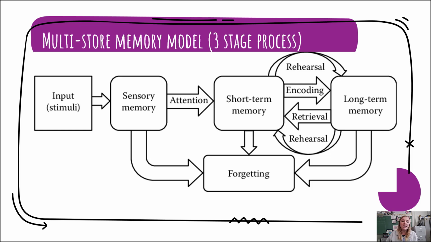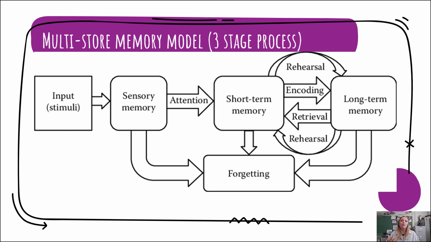And this model tells us that memory happens in a very distinct linear fashion. The information or input comes into our body via sensory memory. This is our sensation. If we pay attention to this sensory information, it will be in our short-term memory. In order to move that information from short-term memory into our long-term memory, we have to encode that information. And encoding requires effort. This requires rehearsal.